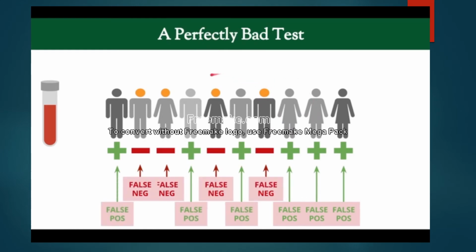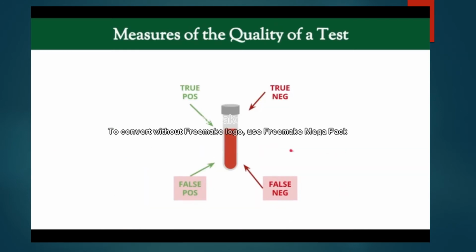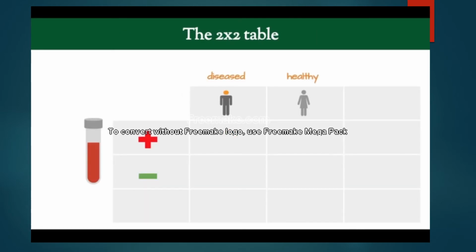So you can have a perfectly bad test, right? Like if it was completely the wrong way, but of course that is never going to happen. And so how do we measure the quality of a test? How do we measure how many times it comes back falsely positive or negative and truly positive or negative? That's when we are going to use this 2x2 table to figure that out.